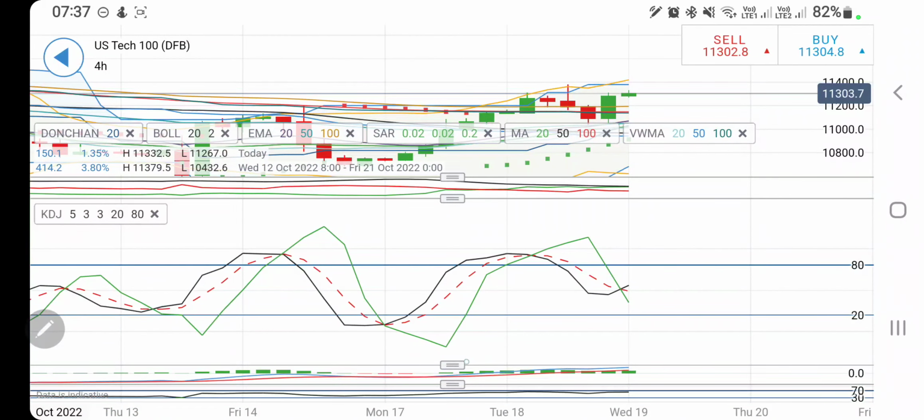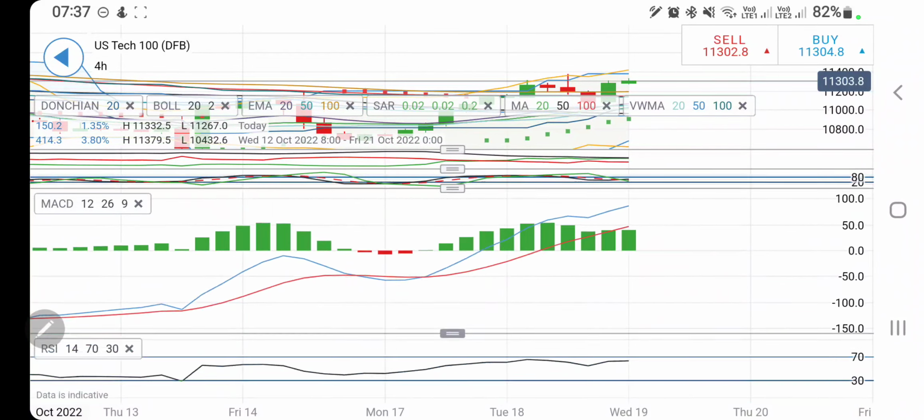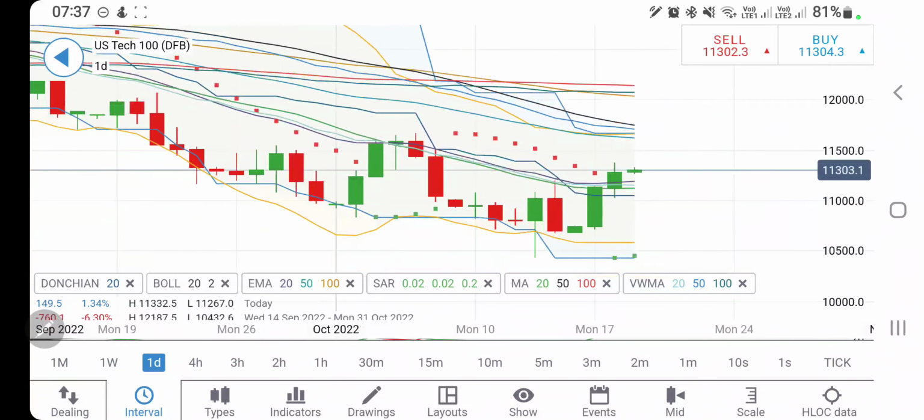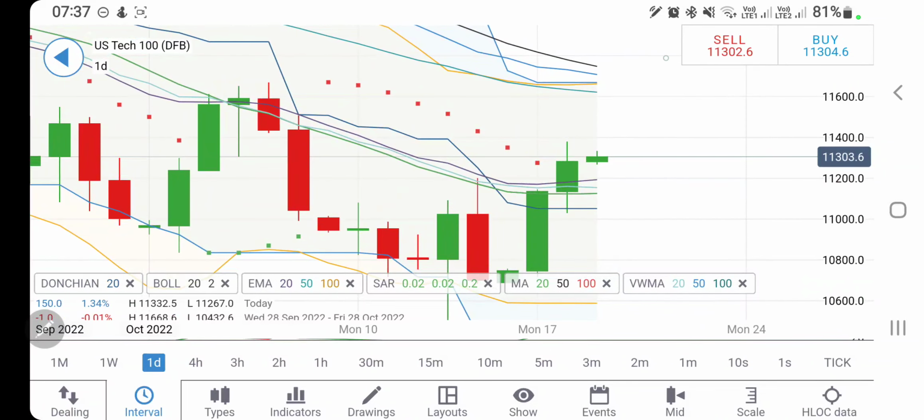Directional movement bullish, stochastic looking upwards. The MACD is divergent and bullish. RSI is also looking bullish here. Now look at the daily charts. Also on the daily charts, look at the previous candle. A tail and a wick and a smaller body here.